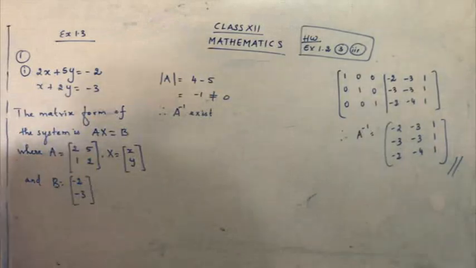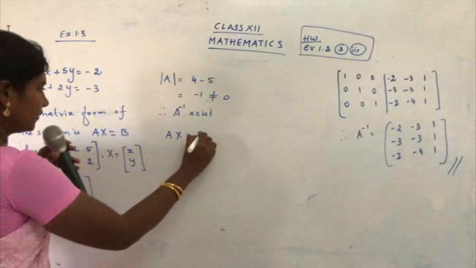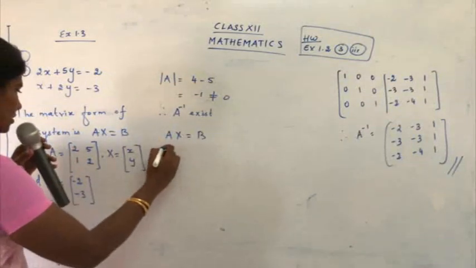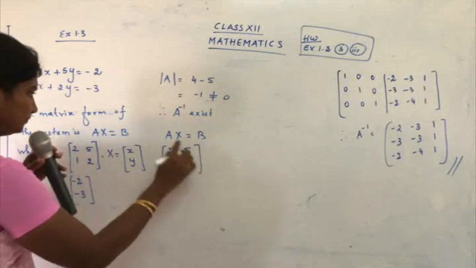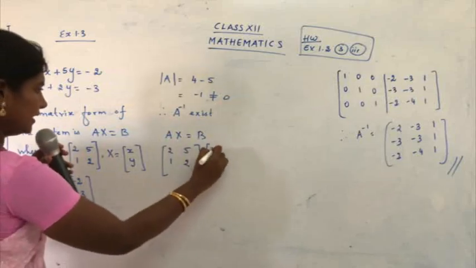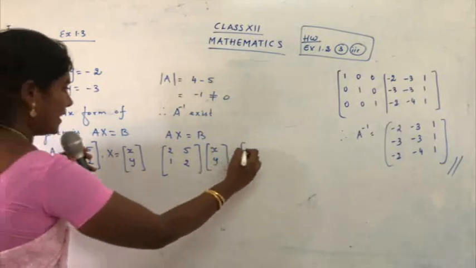So let's take the system here. What's the matrix system? Ax is equal to B. So substitute all the values. 2, 5, 1, 2, times x, y is equal to B, that is minus 2, minus 3.